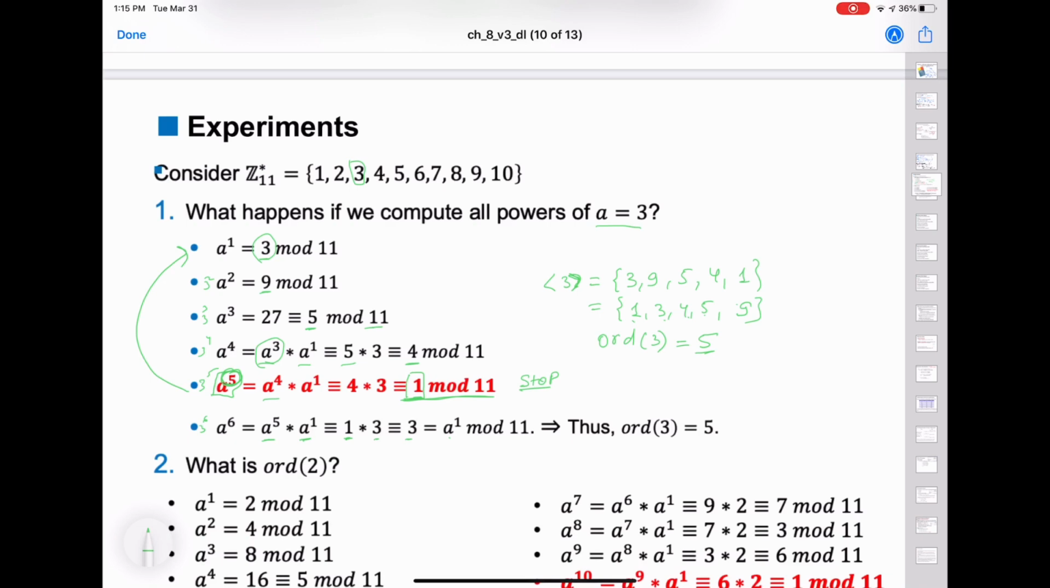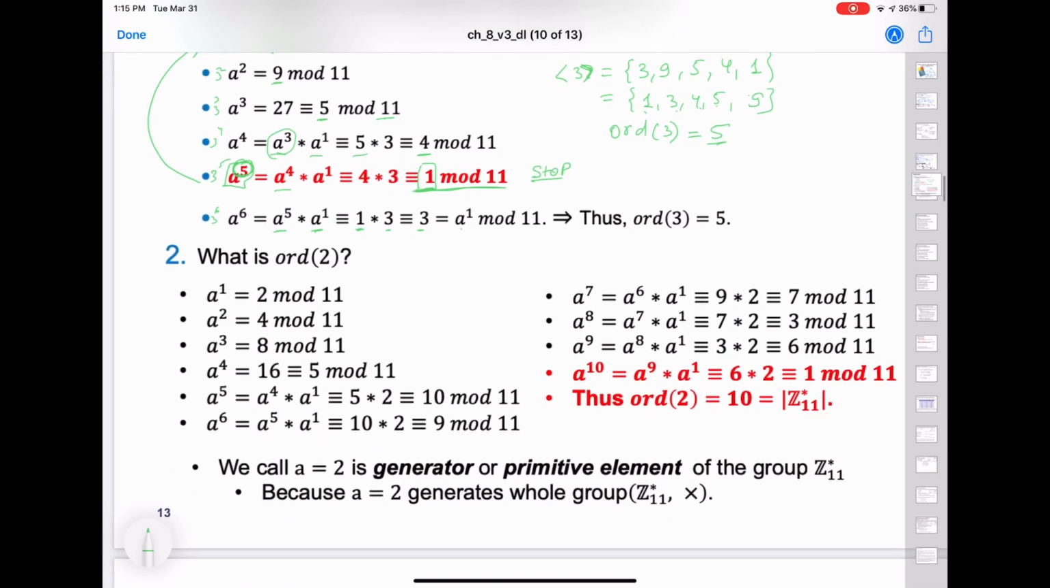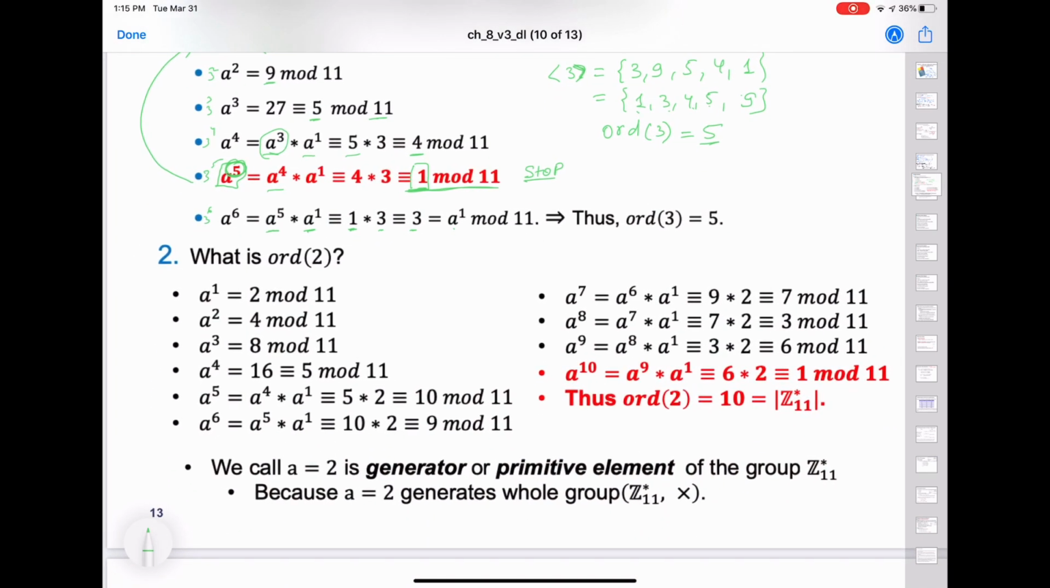Next question: what if I experiment with the order of 2? I'm going to do the same thing. 2 to the power of 1 is 2, 2 to the power of 2 is 4, 8, and so on. And I see that 2 to the power of 10 gave me 1. So I will stop here. It generates 10 elements because it stopped at 10. Thus the order of 2 in here is 10.